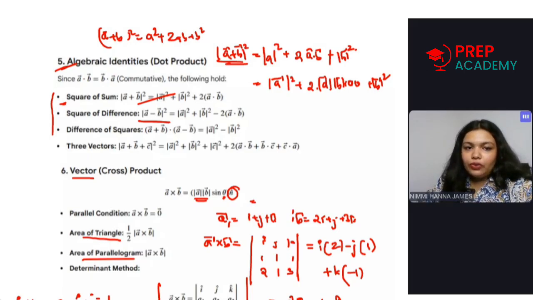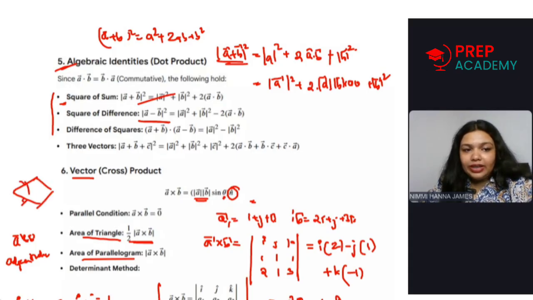If two sides of the triangle are given, a vector and b vector, then we find the area using half into modulus of a cross b. We have to find a cross b first, then take the modulus, and then multiply by 1 by 2. Then area of parallelogram, if a and b are two adjacent sides of a parallelogram, the area can be found using modulus of a cross b.